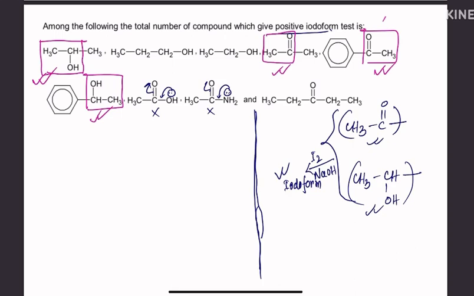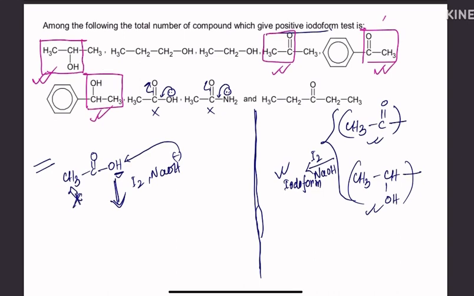Also in this case, CH3COOH is acetic acid. In this case, if I add I2 and NaOH, in a basic medium, OH minus will always take up H plus. It will never ever attack here. So that means it will not give an iodoform test.